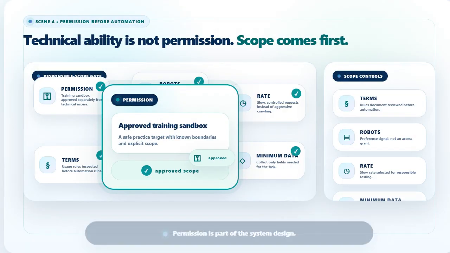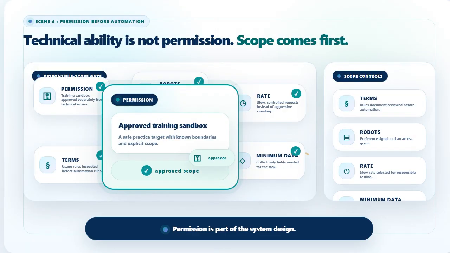That idea leads directly to permission before automation. We will use quotes.toscrape.com, a sandbox created for scraping practice. On a real project, first check the site's terms, applicable law, copyright, and whether you have permission to collect and reuse the data. Read robots.txt for crawler preferences, but remember that robots rules are not access authorization.